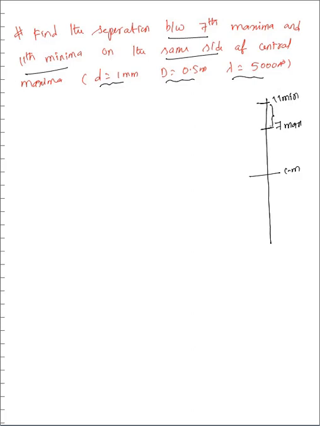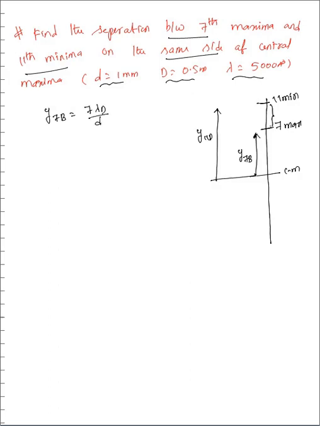From here to here is y 7th bright fringe, and from here to here is y 11th dark fringe. If I subtract dark minus bright, we will get that distance. The y 7th bright fringe is n lambda D by d, and n is 7, so 7 lambda D by d.